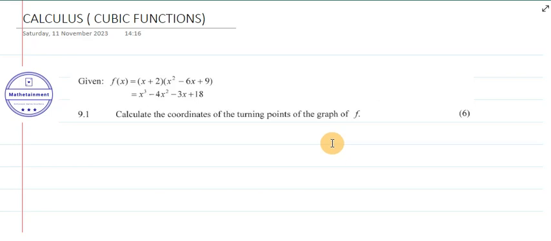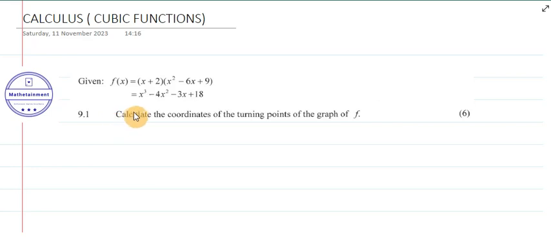Okay, we are still continuing with calculus, but we are on the part where we deal with cubic function. This is the problem that we are faced with today. We are given the function f(x) is equal to (x + 2) multiplied by (x squared minus 6x + 9), of which it can be expanded as x cubed minus 4x squared minus 3x plus 18.